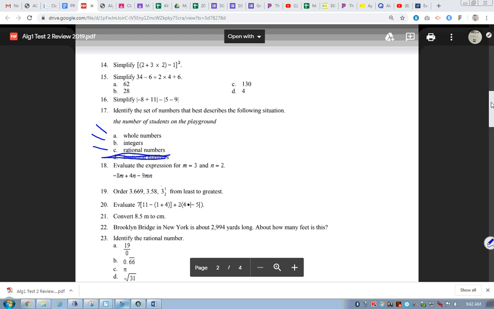Is that the answer? Okay. Answers. Is it just A? Oh, I understand. Because when we're talking about students, we can't get a negative student, right? And a rational number can include decimals, right? So the only thing that really fits is just the whole numbers. Okay?